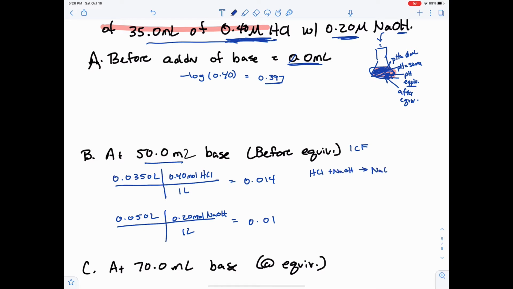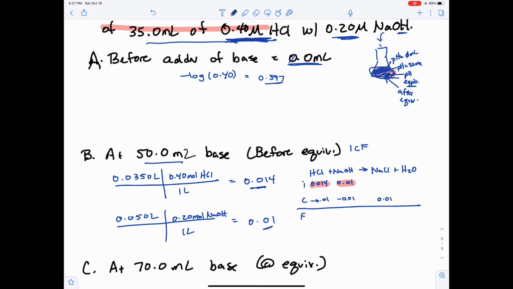So I'm setting up the ICF chart, HCl plus NaOH, and then I've got my product and my H2O. Initially, I've got 0.014 for my HCl and 0.01 for the NaOH, and then I don't have any of my product because they haven't happened yet. Now the 0.01 is the smaller of the two numbers between that and the 0.014, right? So I'm going to subtract that 0.01 from the 0.014. Well, I'm just going to subtract it on both sides from the left, and then I'm adding it to the right-hand side.